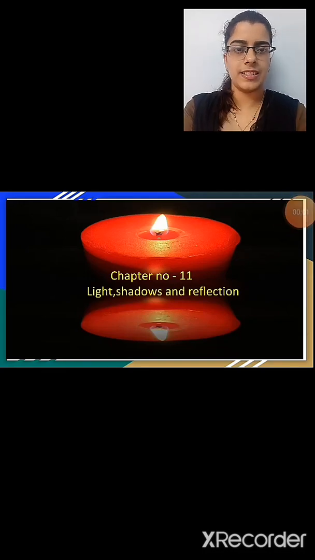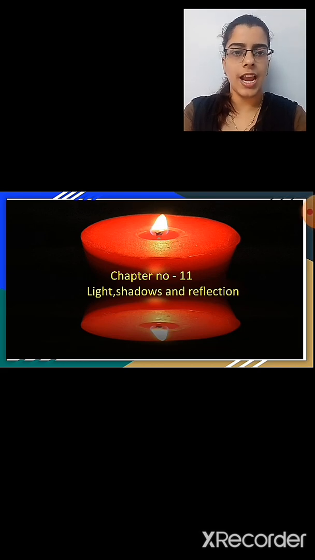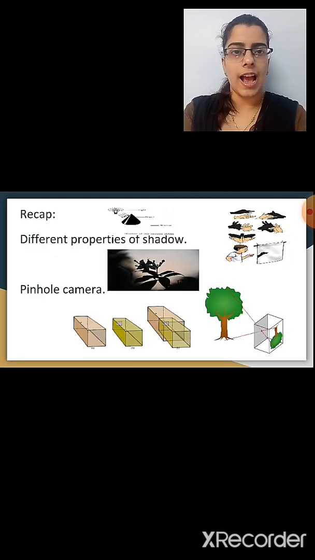Hello students. In our last session, we were discussing chapter number 11, that is lights, shadows and reflection. So what are the different topics that we have studied in our previous session? We have studied the different characteristics or the different properties of the shadow. Do you remember what different characteristics of shadow we have studied? How is the shadow formed?